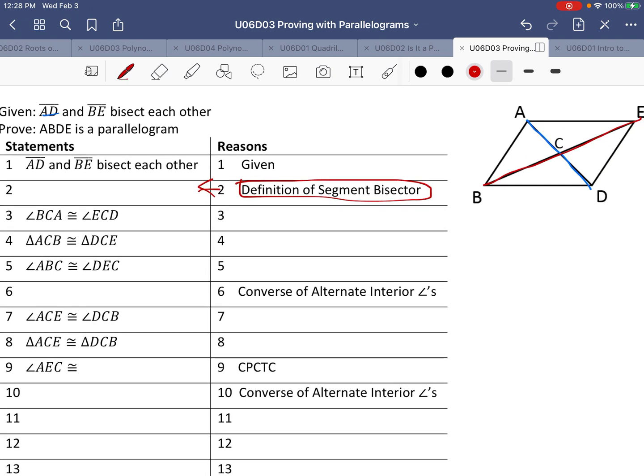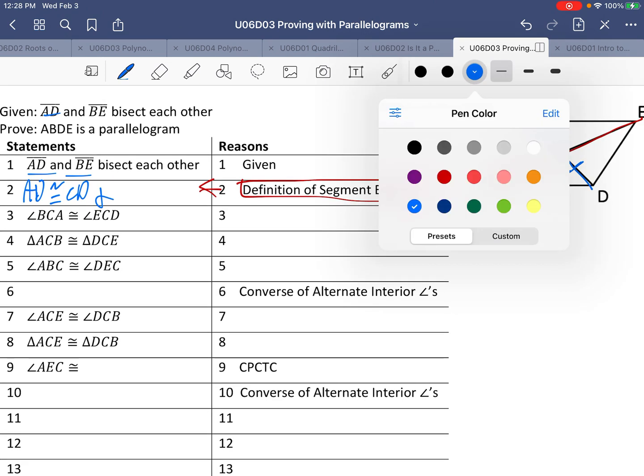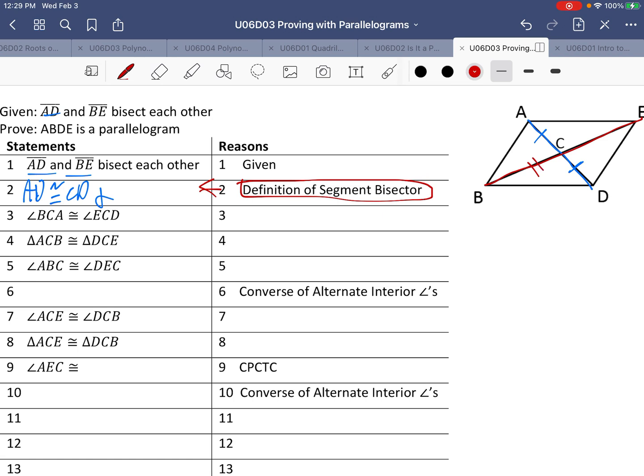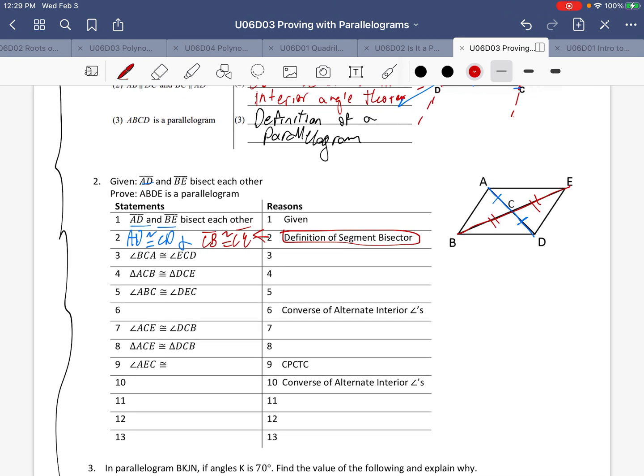Now you'll notice we have two segment bisectors. They bisect each other. So we're going to say that AC is congruent to CD. And we're also going to say that CB is congruent to CE. Because they bisected each other, so they're both bisectors of each other. So the definition of a segment bisector is the accurate reason for why those parts are congruent.